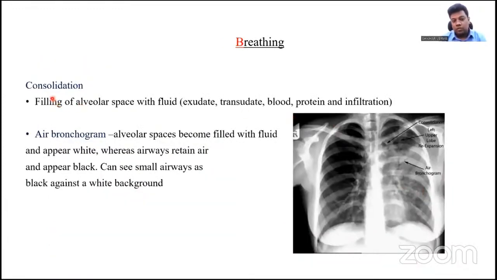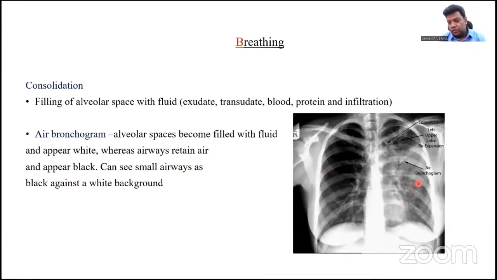So what is consolidation now? Consolidation is nothing but the filling of the alveolar air spaces with fluid. The fluid can be due to exudate, it can be due to transudate, it can be blood, it can be proteins, and it can be various infiltrations. What happens in consolidation, as we are discussing, is that the alveolar air spaces become filled with fluid. As we all know, the air spaces appear black, while the fluid will appear white. So we can see small airways as black against a white background.